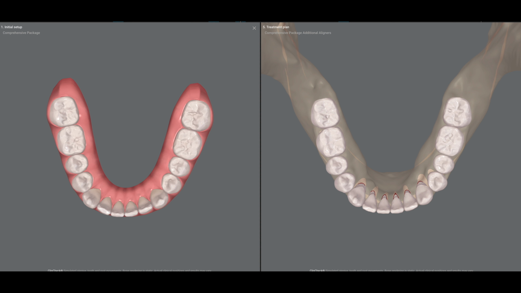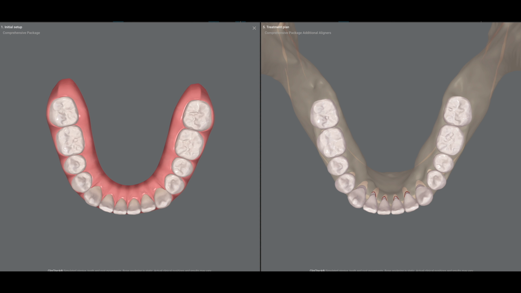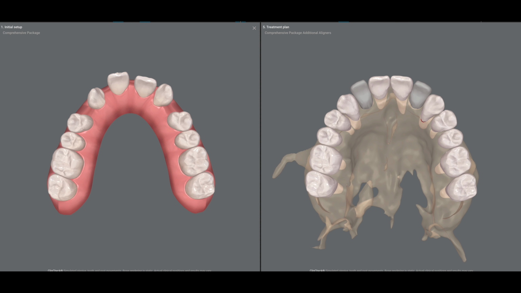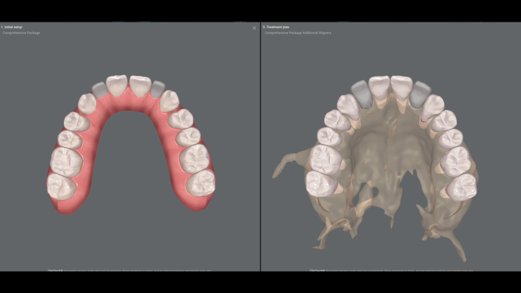Here is the arch form that was changing on the lower arch, not as significant on the upper arch. And then here is, again, the initial setup on the left, and then this is the current or refinement setup on the right with the integrated X-ray or the CBCT integration in there.